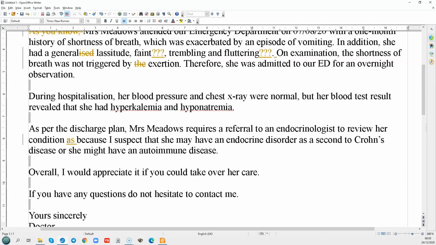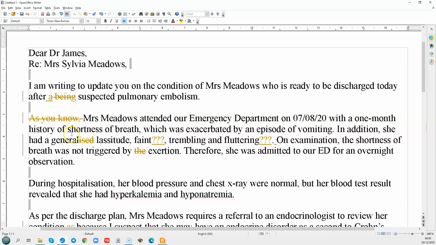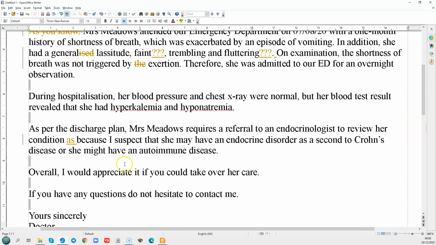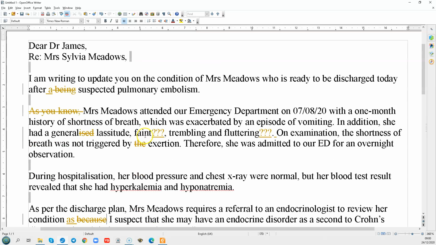Because I suspect, or as she has a suspect. Well, you can use because I, or you can make it passive. Suspected. So to review her condition as I suspect, or as she is suspected of having an endocrine disorder, as a secondary to Crohn's disease, or she might have an autoimmune disease. So you don't really know what she might have. But I thought you said here that she had a pulmonary embolism.